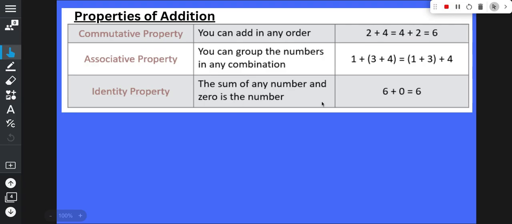Another property is the identity property. Anything plus 0 is whatever you added. The last one we have is the distributive property. And remember, the distributive property is where we pass out.